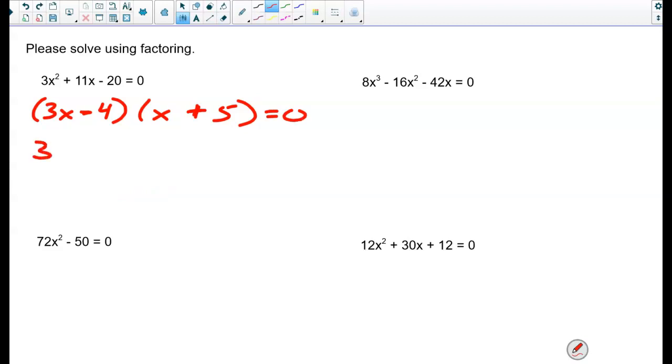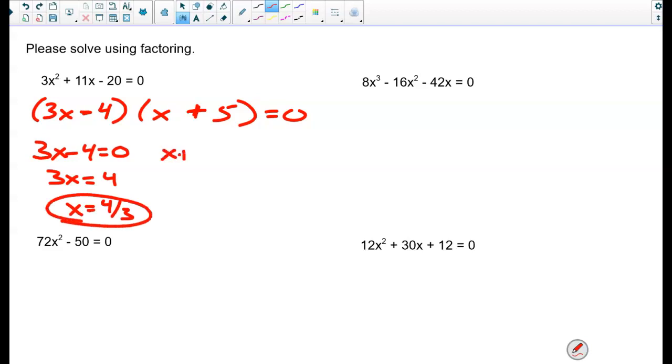To finish, we set each factor equal to 0. 3x minus 4 equals 0, so 3x equals 4, and x equals 4 thirds. x plus 5 equals 0. We subtract 5, and x equals negative 5.